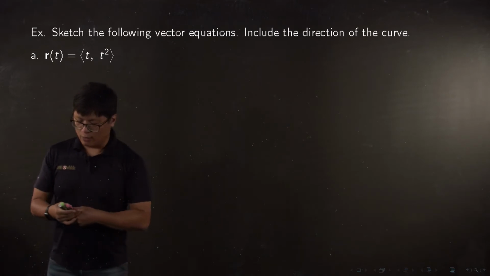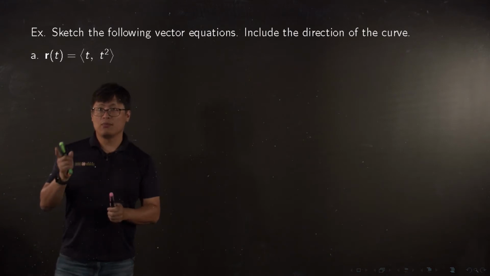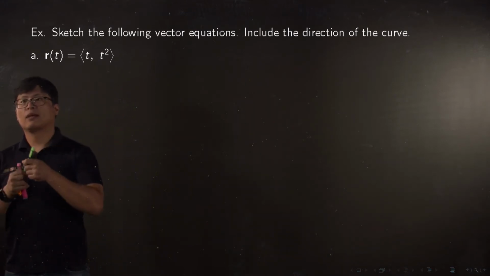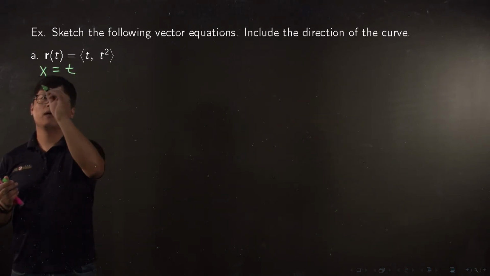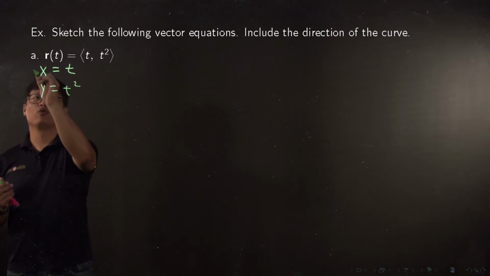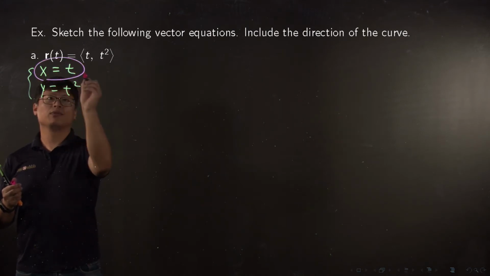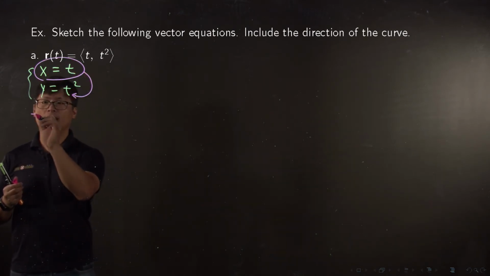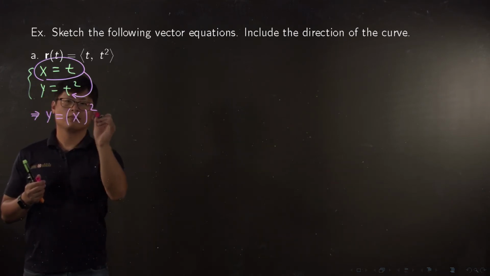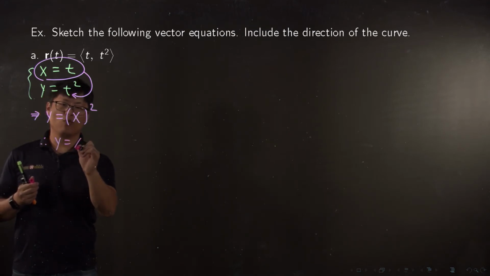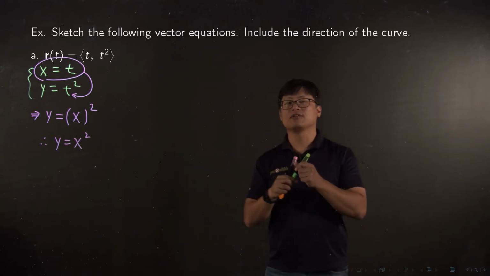So let's practice. Here we go. First of all, to sketch your vector equation, we have to use the parametric equation. Let me write this as a parametric equation. Your x component is t, and your y component is t squared. Let me do the substitution: I'm going to plug this into the second equation, and then you will have the Cartesian form directly. Your Cartesian equation is y equals x squared. We know the graph of this, so let me draw it on the side.